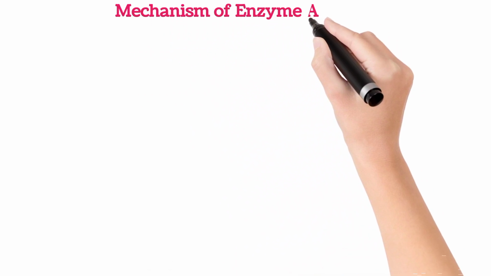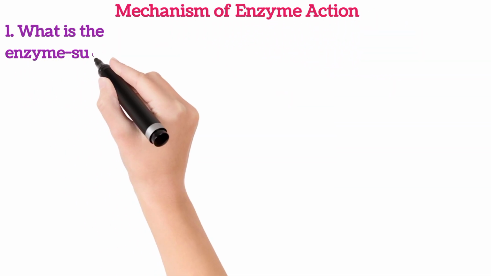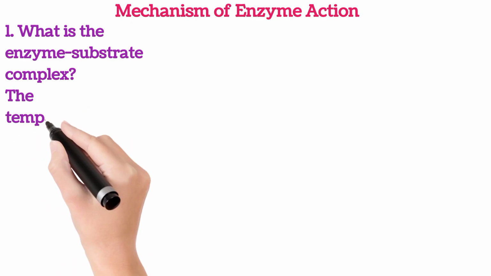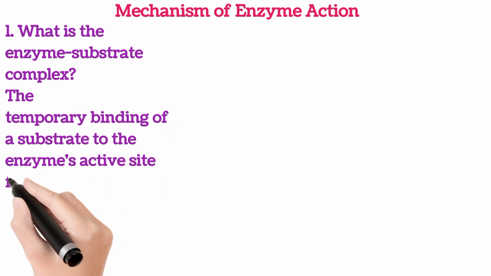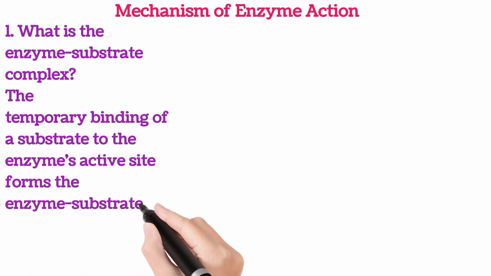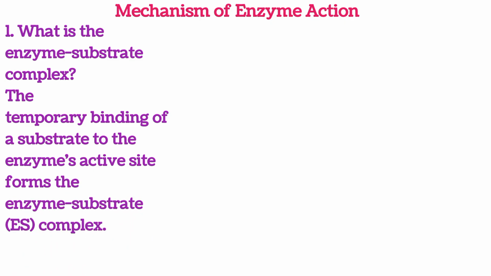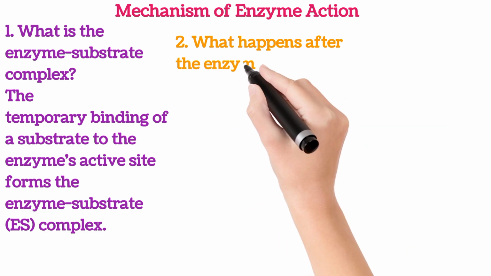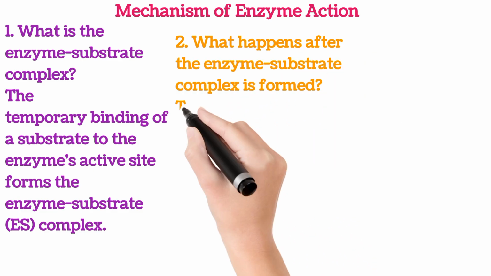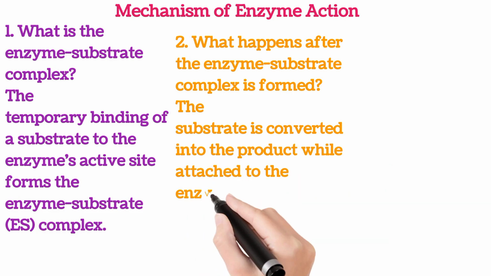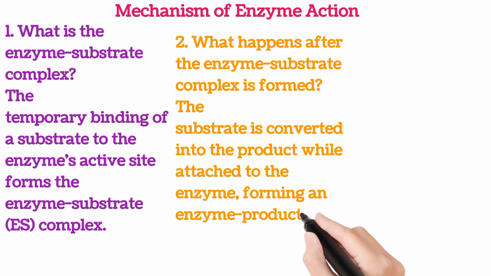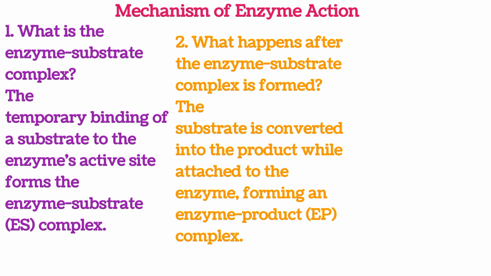Mechanism of enzyme action. 1. What is the enzyme-substrate complex? The temporary binding of a substrate to the enzyme's active site forms the enzyme-substrate (ES) complex. 2. What happens after the enzyme-substrate complex is formed? The substrate is converted into the product while attached to the enzyme, forming an enzyme-product (EP) complex.